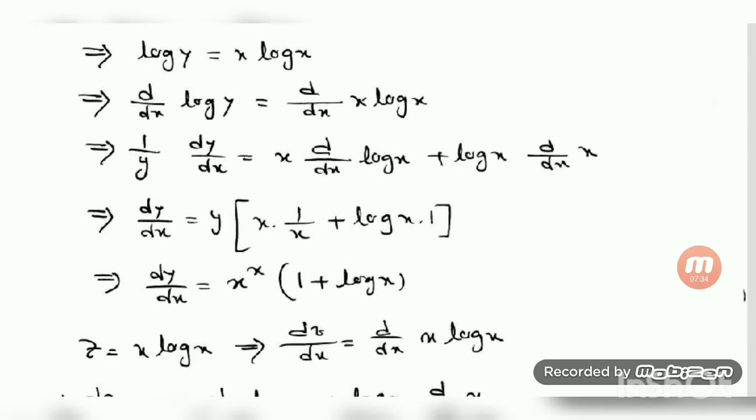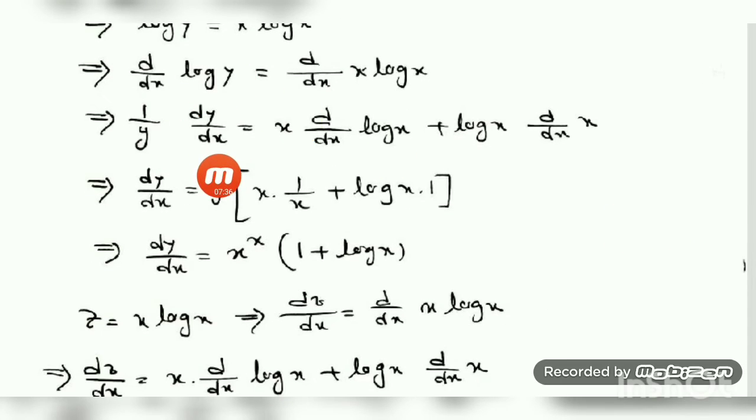Right? So d/dx of log y, what is its value? 1 by y dy/dx, because you have to think y as x. And d/dx of x log x, so you have to use here the product rule. Product rule gives you x d/dx of log x plus log x d/dx of x. I just bring this y to the right side, then dy/dx will be equal to y into x, d/dx of log x is 1 by x, log x and d/dx of x is 1.